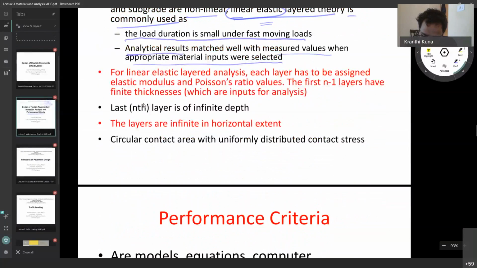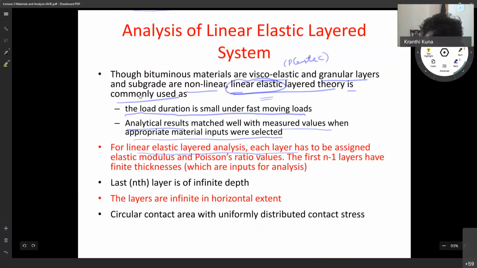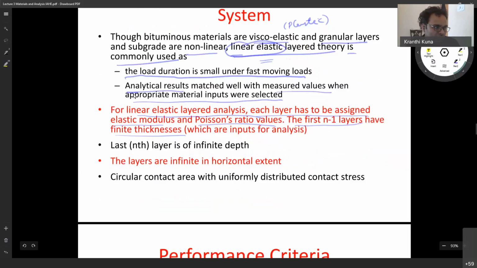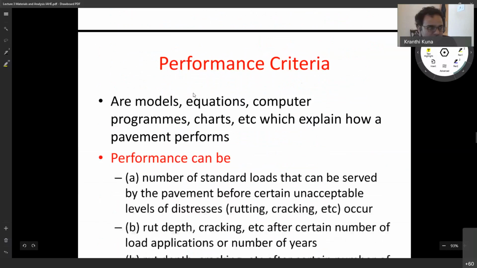Now, maybe this point I have discussed. In the linear elastic layered analysis, each layer has to be assigned elastic modulus and Poisson ratio values. The first layer to the n minus one layer have finite thickness, the H1, H2 values. Obviously, the last one will have infinite depth. One of the assumptions for linear elastic theory is that the layers are infinite in the horizontal direction. Although this is not entirely true, that is one of the assumptions. And we assume a circular contact area with uniformly distributed contact stress. This we discussed yesterday as well.